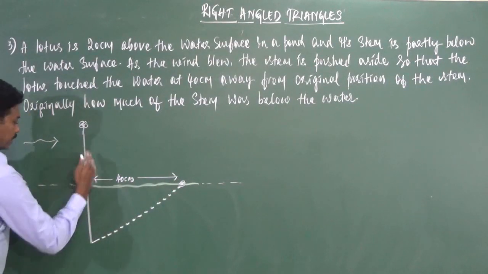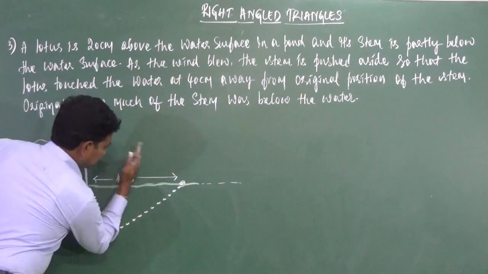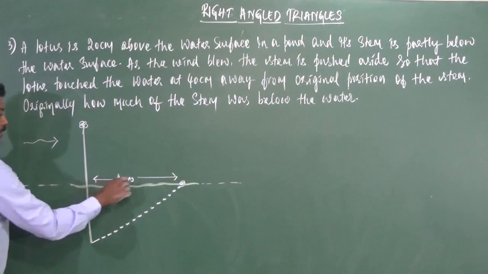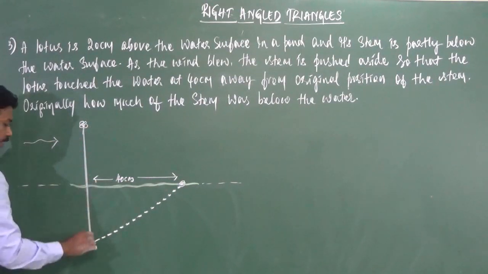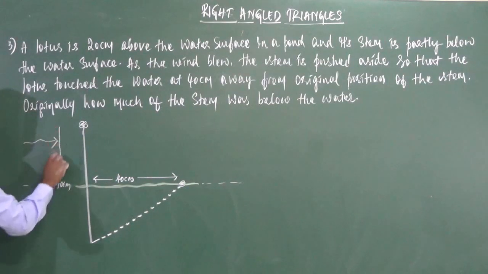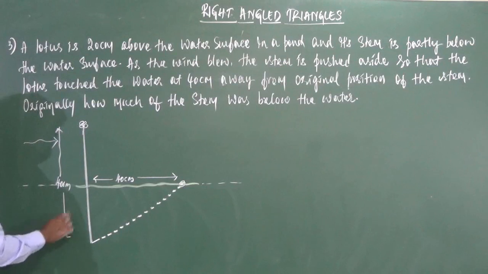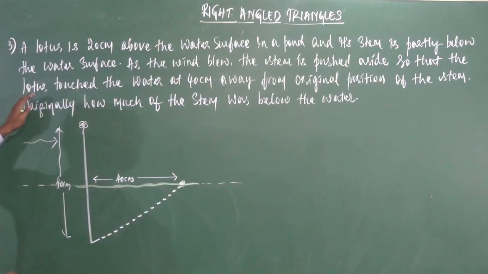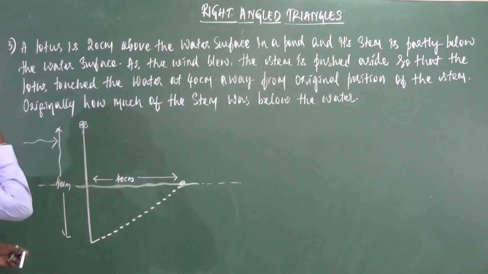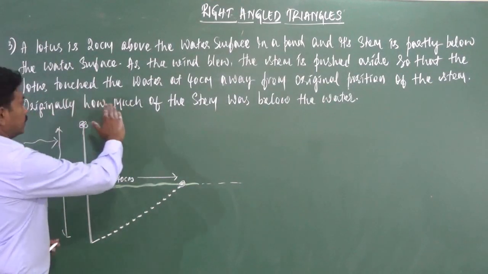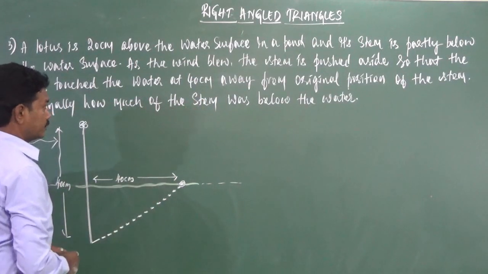So here, as the entire lotus plant comes below the water surface and the lotus touches the surface of the water at 40 centimeters, then this entire length will also be equal to 40 centimeters, because this entire thing is inside water and the lotus touches the surface. Okay. So here, as the wind blew, the stem is pushed aside, so that the lotus touches the water at 40 centimeters away from the original position of the stem.